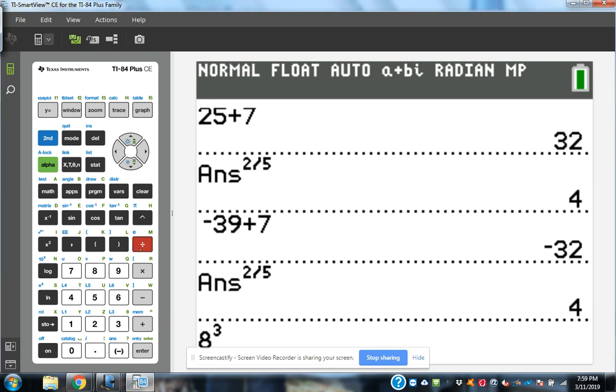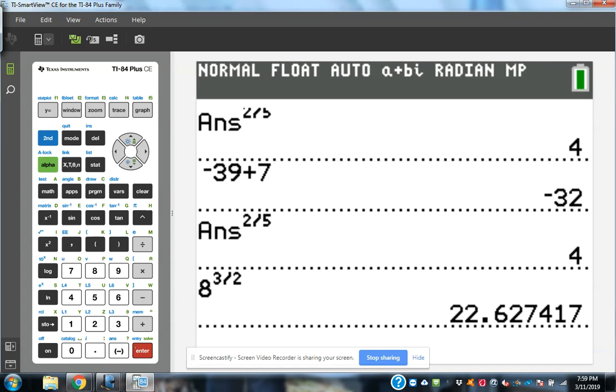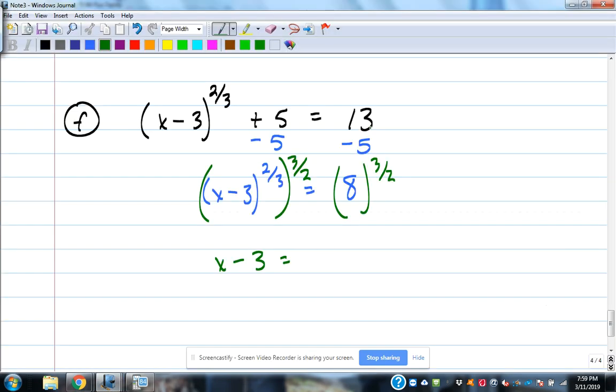8 raised to the 3/2. All right, so it works out to be a decimal here. I don't want to round that decimal till the very end. So I'm going to leave 8 to the 3/2 power in the problem. But because this has an even index, what kind of equations do I need? I need positive and negative on that. So I'm going to set up two equations. x - 3 is equal to positive 8 to the 3/2. x - 3 equals negative 8 to the 3/2.